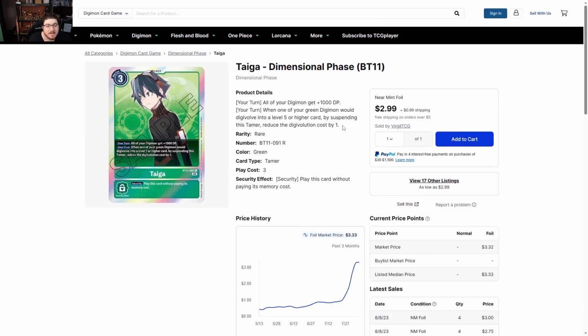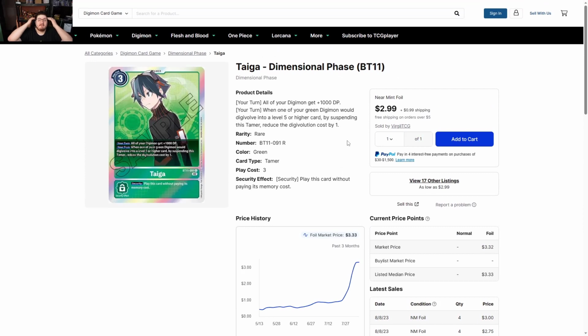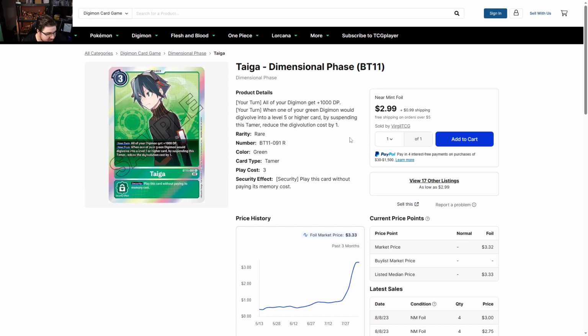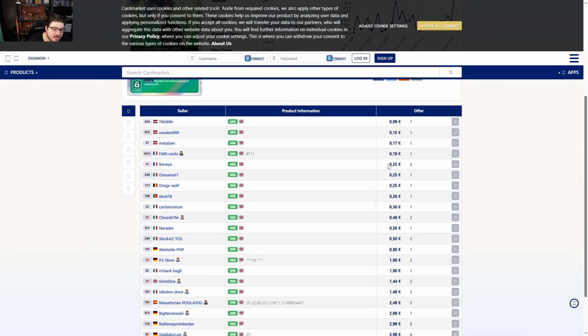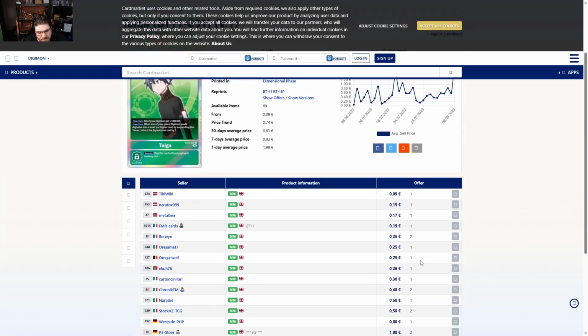Taiga's shot up too, boys and girls. Just even just for the rare. It's a rare. Yes, it's in the set with Dimensional Phase BT-11. Who knew that this set was just going to be this expensive when you screw around with ratios? $3 a pop is like your only way of getting a playset of this. Europe side looking like 25 cents, 48 cents, 50 cents. Nobody's really got a playset until you're in the $3 range.